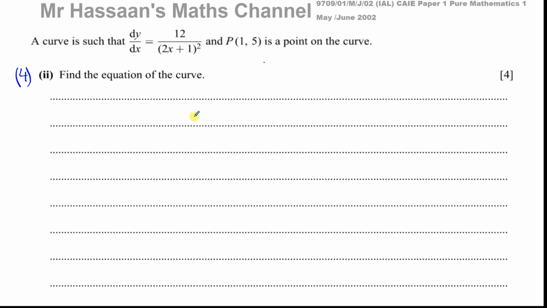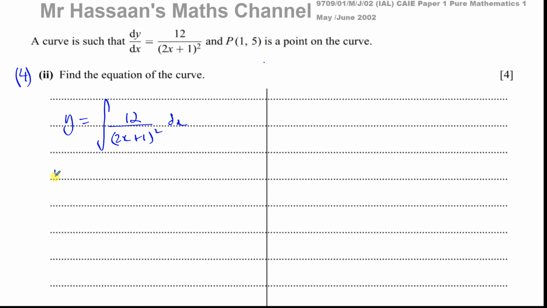So it says here, a curve is such that dy/dx equals 12 over (2x plus 1) all squared, and P(1, 5) is a point on the curve. Find the equation of the curve. All right, now there are two ways we can go about doing this, and I'm going to show you both ways just to make it a bit more complete. So one way of doing this is we can say, okay, if we know dy/dx and we want to find what y is, we have to integrate. So y is going to be the integral of what dy/dx is. So it's 12 over (2x plus 1) all squared with respect to x.